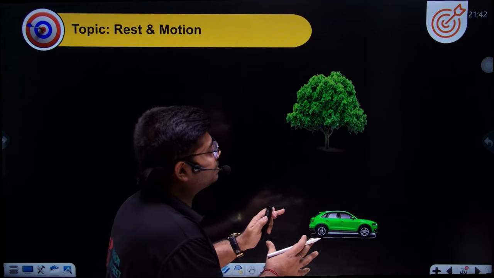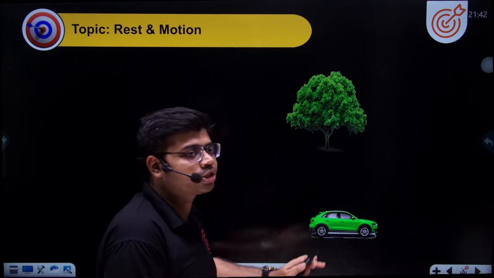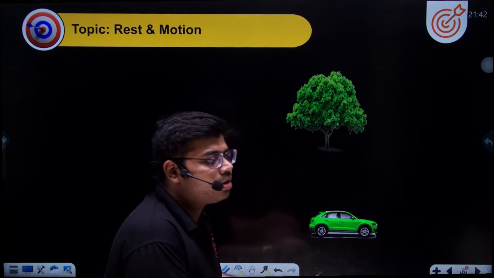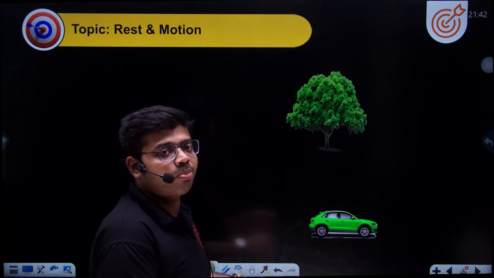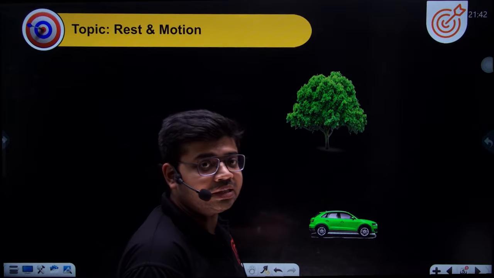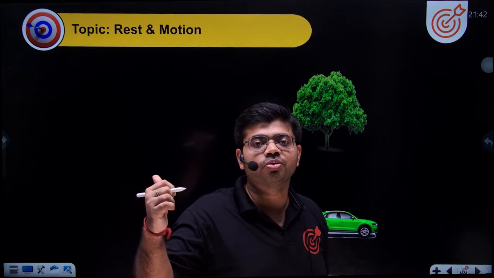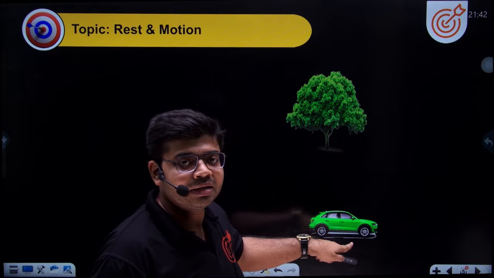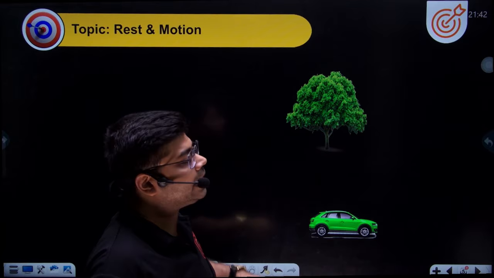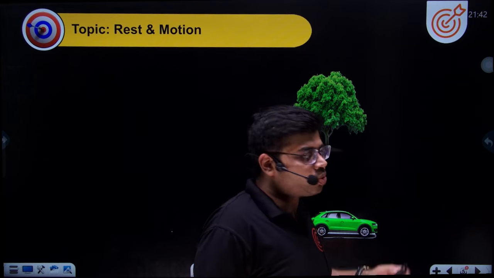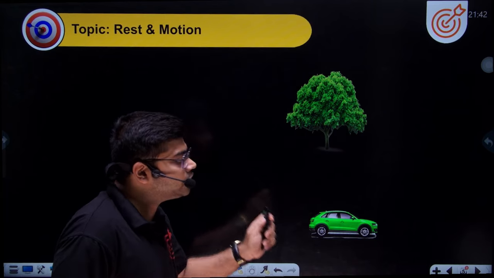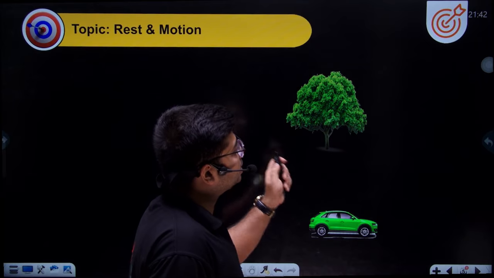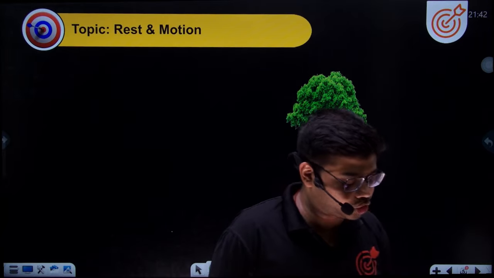You cannot say there is anything called absolute motion. It is all relative. It depends upon the reference point that we just talked about. So when you are inside the car, to you the tree is moving and you are correct. And the person standing under the tree says that the car is moving, the tree is stationary, he is also correct. So it all depends upon from which position we are defining the motion.